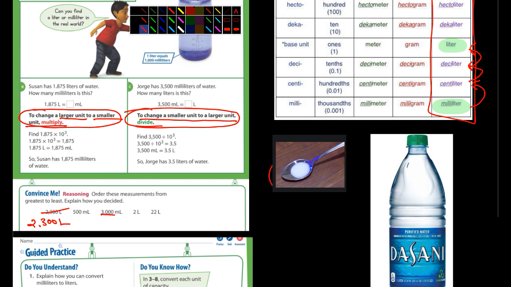Well, here's 3,000. So that would be what? 3 liters. I'm just going to set that over here, 3 liters. 500 is half of those. It'd be 0.5 of a liter. All right? So now they're all the same. They're all liters. This is all in liters.